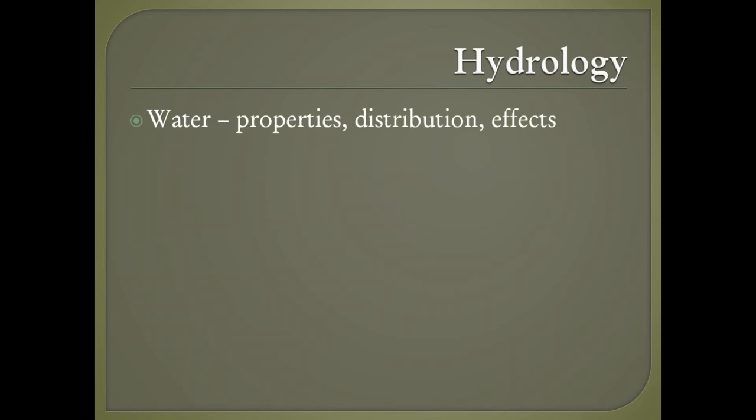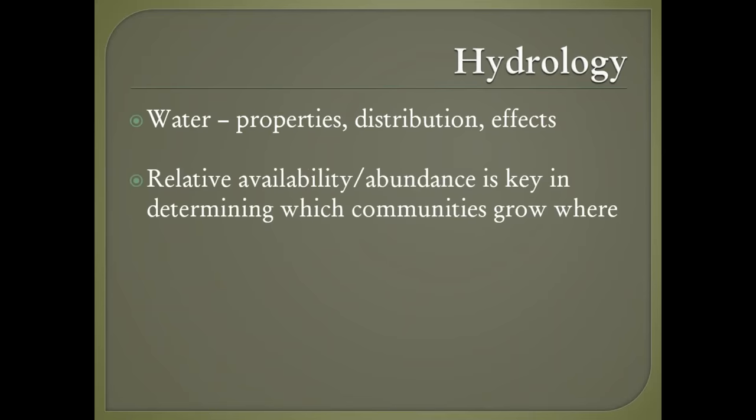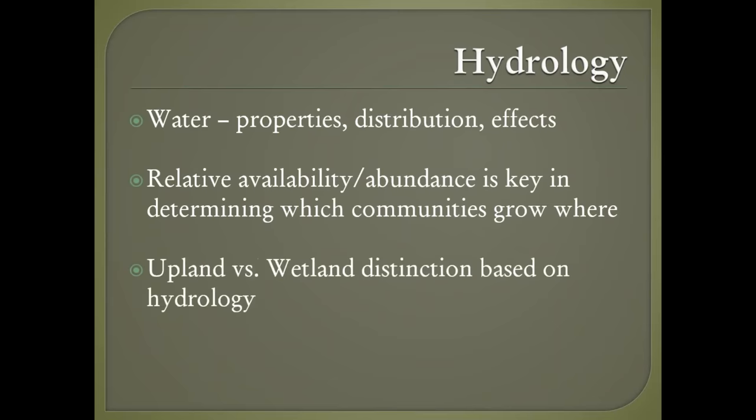Those are just a few. So there's tons of things to learn. Learning your small plants can tell you so much about the forest. We also want to know about how the hydrology works, where the water comes from, how the soils are saturated. The abundance and the availability determines which communities grow where. So it actually determines what's upland and what's wetland.